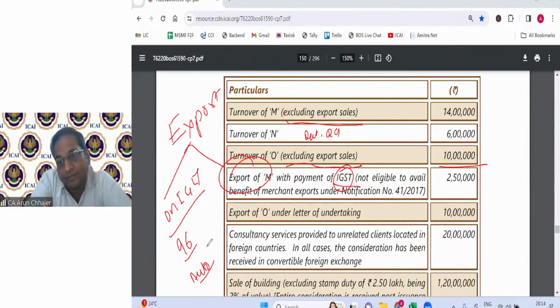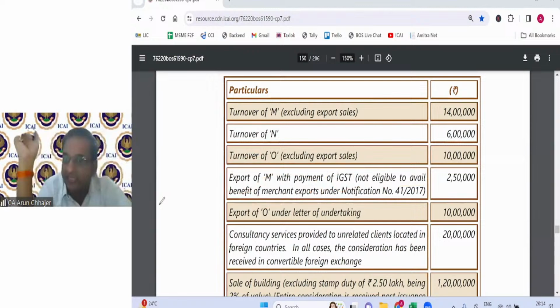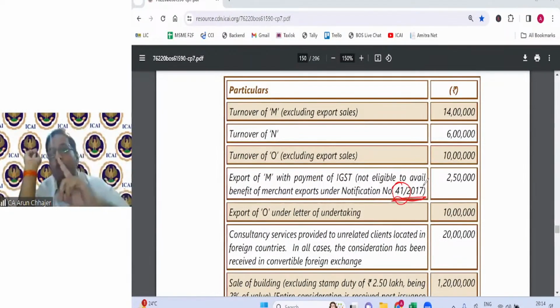Second, it says that not eligible to avail the benefit of merchant export. Do you know what is the merchant export? क्या आपको मालूम है merchant export क्या होता है? Again, I will discuss in detail in the export chapter, but let me just brief so that you would be able to understand what is the concept of merchant export.